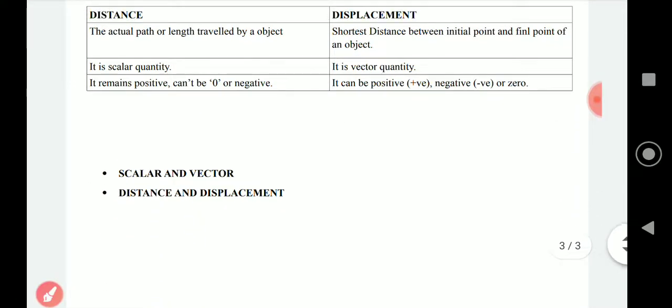So, in today's class, we discussed two things. One, scalar and vector, and second, distance and displacement.